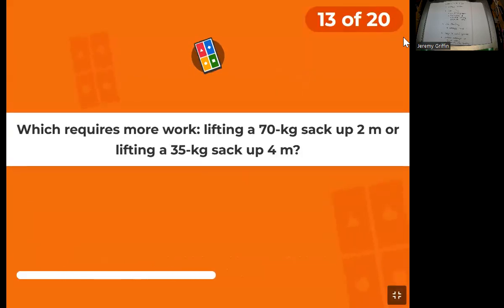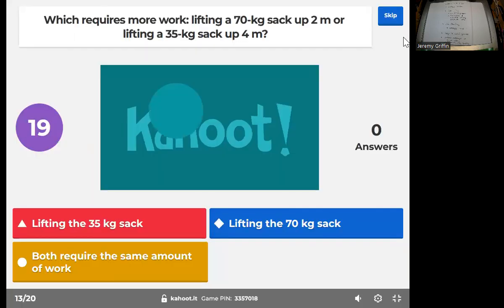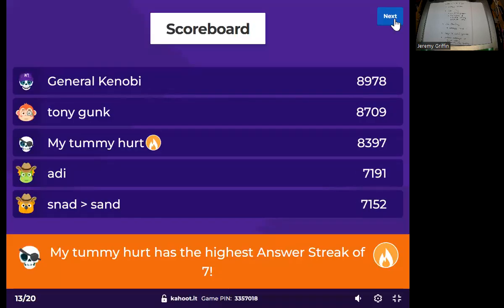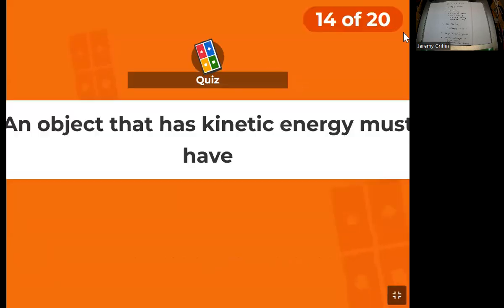Which requires more work, lifting 70 kilograms up 2 meters or half the weight up twice the distance? Half the mass has half the weight, right? There you go. Everybody got it. The factor 2 and factor 1/2 cancel out. Same number of joules of work.